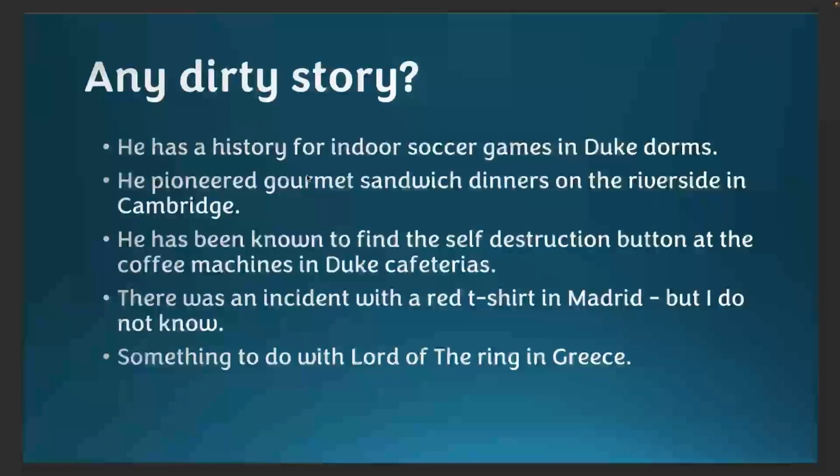So I tried to get some dirty stories about Steve. I also asked ChatGPT, but ChatGPT doesn't know any dirt about Steve. It said, Steve MacEachern, the non-American statistician, which is not very good. But if you look at the dirty stories I could collect, they are not dirty at all. They're actually quite boring.